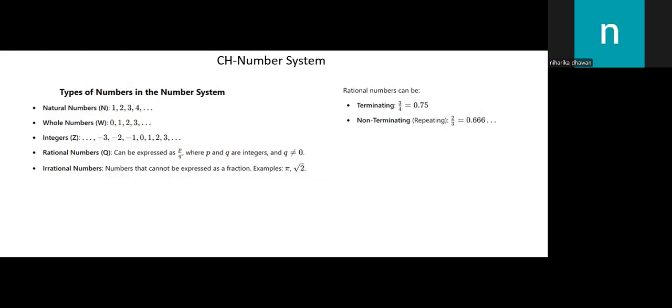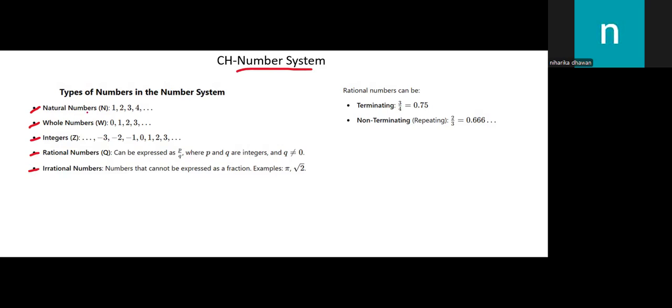Hello students, today we will learn about the topic number system. So what is number system? Number system includes all types of numbers, whether we talk about natural numbers, whole numbers, integers, rational numbers and irrational numbers. So all these types of numbers are included in the number system.